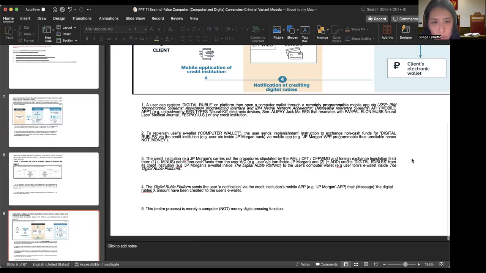The digital ruble platform sends the user a notification through the credit institution's mobile app with the message text, the digital rubles X amount have been credited to the user's e-wallet. The entire process is merely a computer and not money digits pressing function.